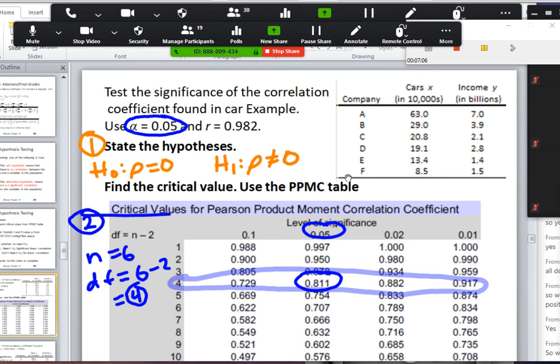Then we're going to do step 2 where you find your critical value. So you're going to find your PPMC table, and I have 6 items here. So my degrees of freedom is going to be 6 minus 2, or 4. So I'm going to look at this row, the row 4 here, and my alpha is 0.05. So for 0.05, it's going to be 0.811. That is my critical value, 0.811. So positive, negative, 0.811. I'm going to draw my little picture.